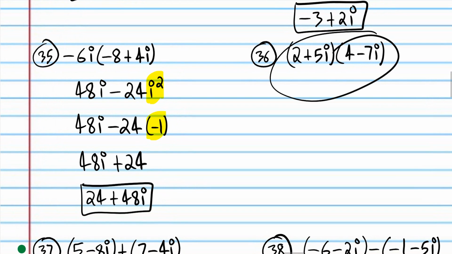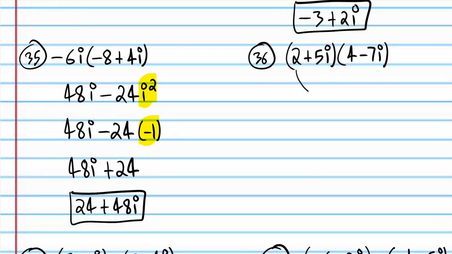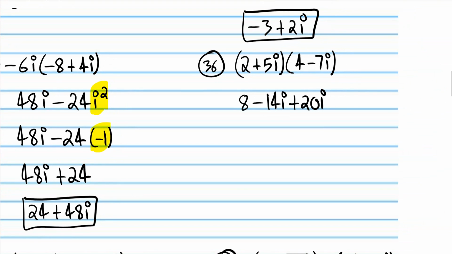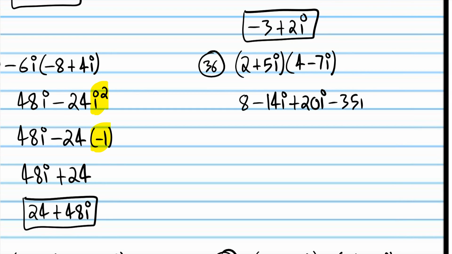Okay, now we're multiplying two complex numbers, and you can consider those to be binomials, even though they're not really binomials because we have an imaginary component here. So we're going to use FOIL. So 2 times 4 is 8. 2 times negative 7i is negative 14i. 5i times 4 is 20i. And 5i times negative 7i is negative 35i squared.